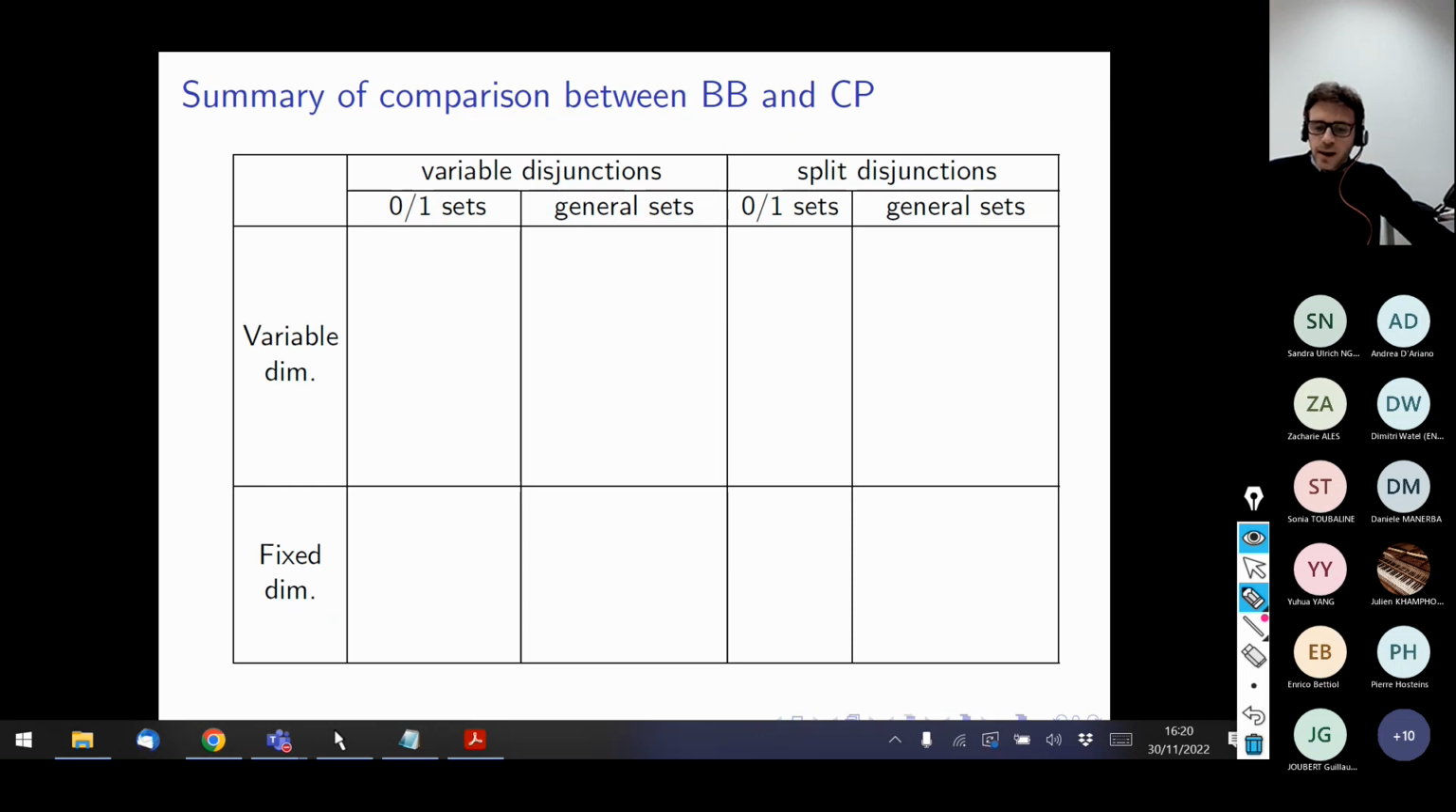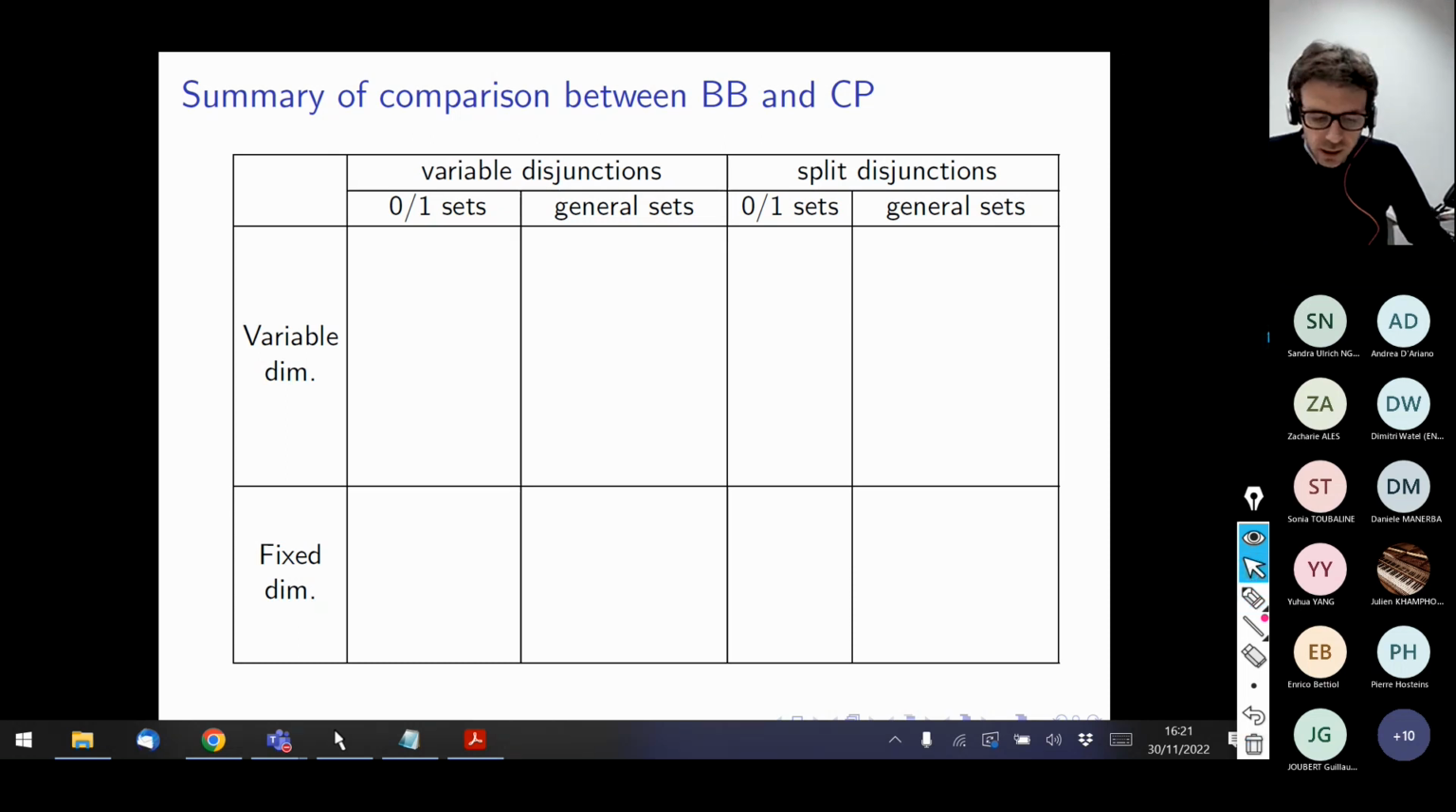Then I make a distinction between a variable and split disjunction. So as I said, variable disjunction means xi smaller than or greater than some number. Split disjunction is more general, is something which is not necessarily given by a single variable. It's something more general, just any split disjunction, any skew pair of hyperplanes will work. And for each of these two cases, there is a distinction between 0-1 sets and general sets. General sets means general convex sets. Why? Well, I think it's clear. 0-1 sets are very, very special and very, very common. So maybe it is worth looking at them separately.